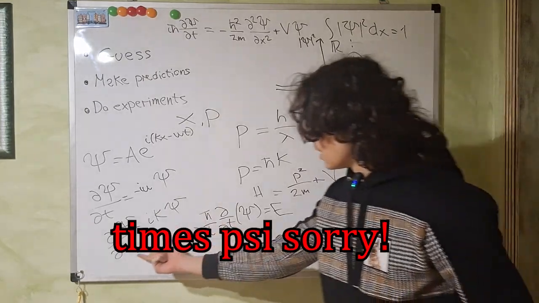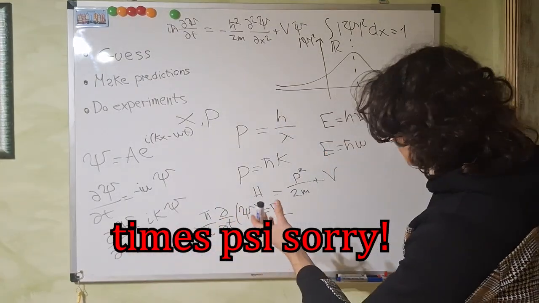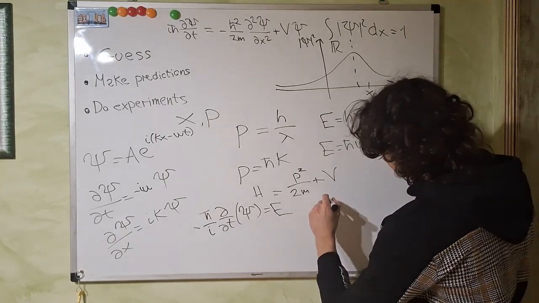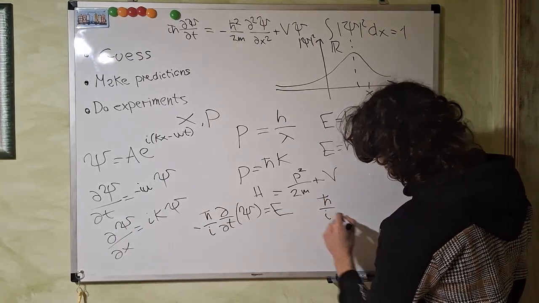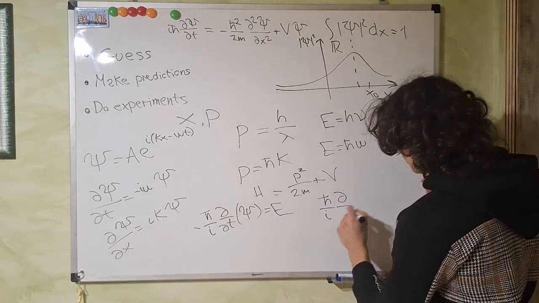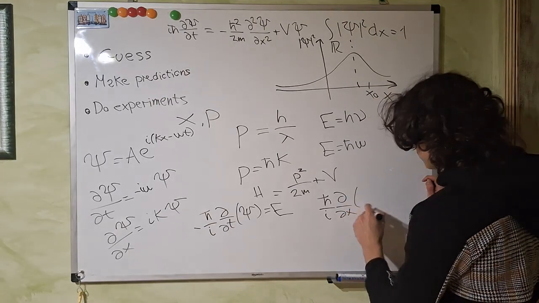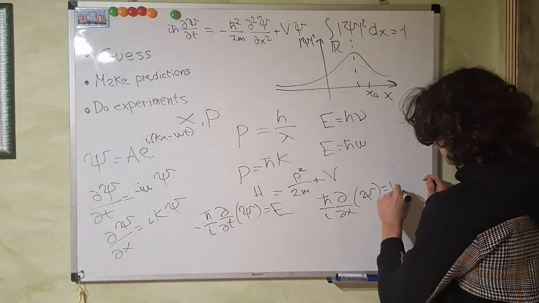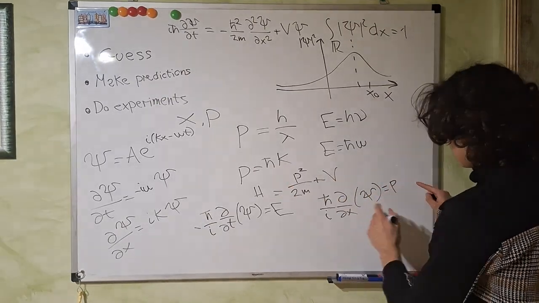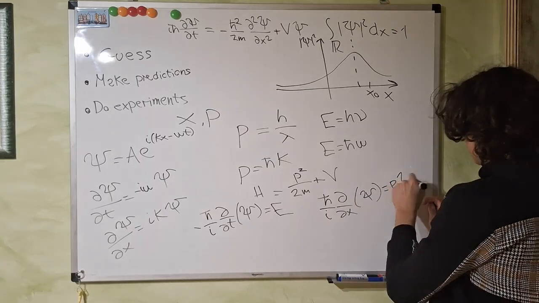And there's also a way to recover momentum from this special derivative. Same trick, we divide by i and we multiply by h bar. And we take the derivative, of course, of psi, and this gives us h bar k, so p times psi.